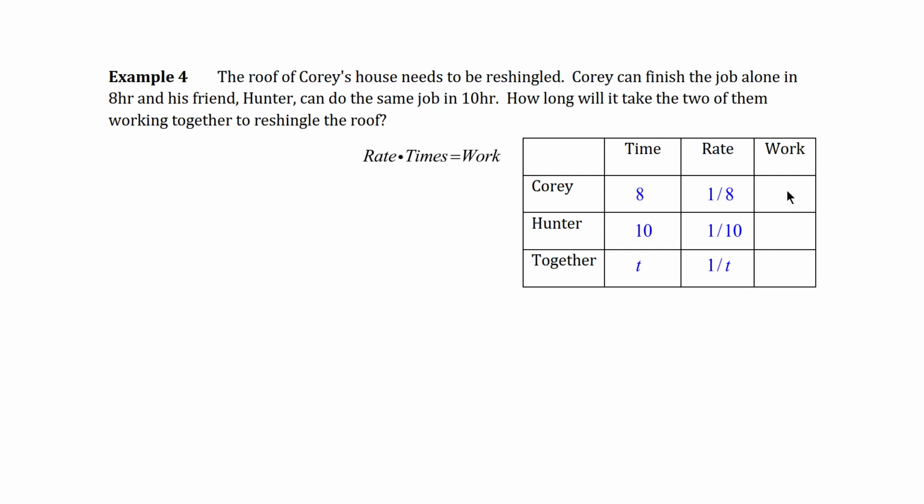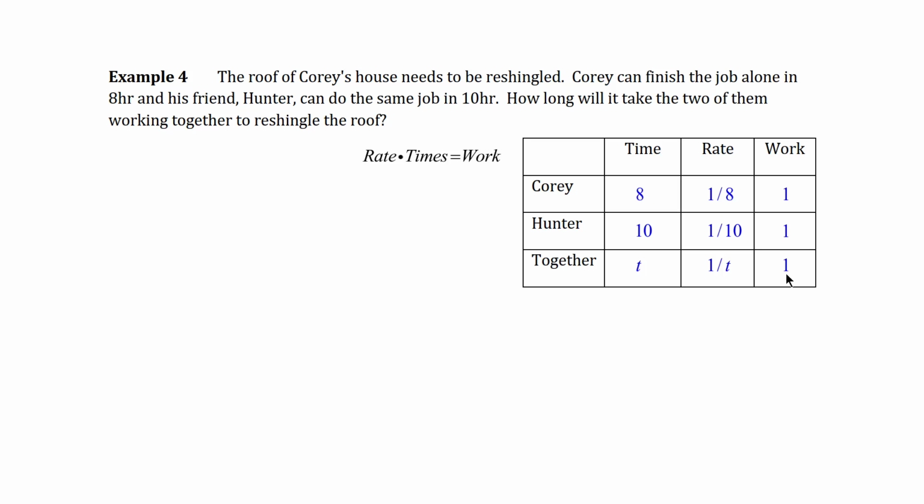Next, we have the work column. Every entry here should just be 1, meaning that the work to be done is to complete 1 job or 1 roof. If we multiply Corey's time by his rate, so 8 times 1 over 8, this is equal to 1, meaning that he could complete 1 roof. Same thing for Hunter. His time is 10, multiplied by his rate 1 over 10, we get 1. We also have the same result for them working together. We have t times 1 over t is equal to 1.